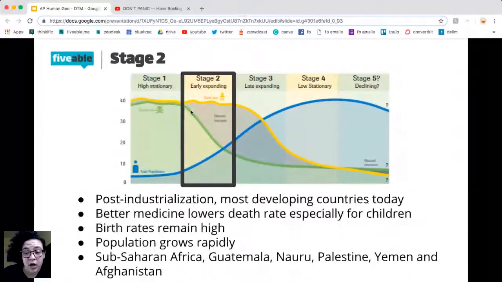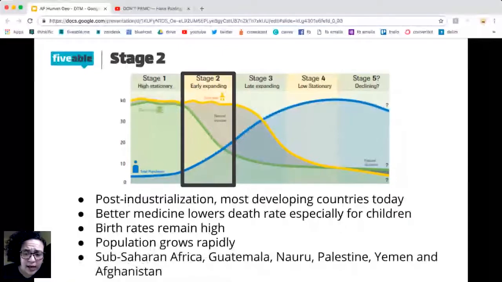It falls really fast. More people will survive, especially children. So because now you have a super high birth rate and a much lower death rate, the total population will increase really quickly, right? So this is the fastest population growth stage of any of them. The population will increase the most here. Some examples of countries where this exists are states in sub-Saharan Africa, right? So that's underneath the Saharan desert. You've got other places, Guatemala, Palestine, Yemen, Afghanistan.